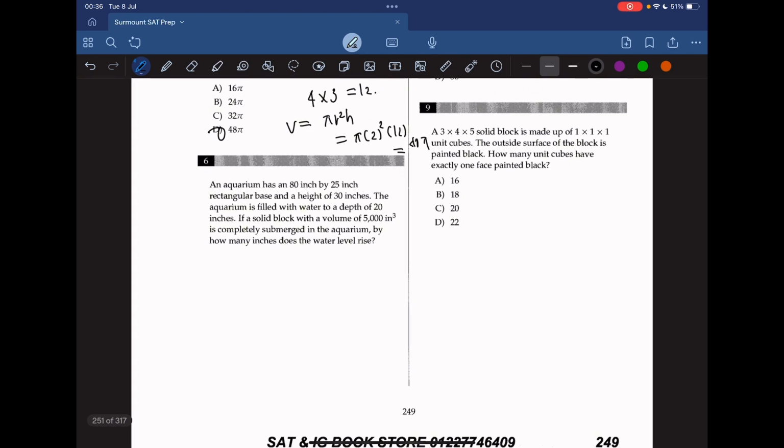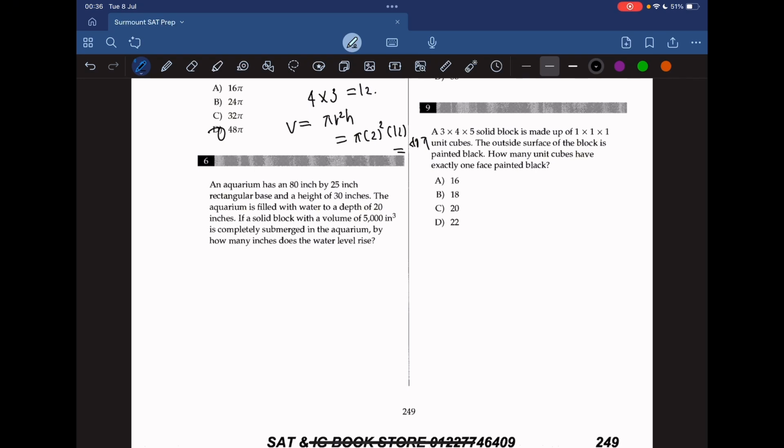Okay, an aquarium has an 80-inch by 25-inch rectangular base with a height of 30 inches. The aquarium is filled with water to a depth of 20 inches. If a solid block with a volume of 5,000 inches cubed is completely submerged in the aquarium, by how many inches does the water level rise? So the way to solve this problem is to pretend that the block is poured into the aquarium, right? So we have to determine how high the level of that liquid would rise.